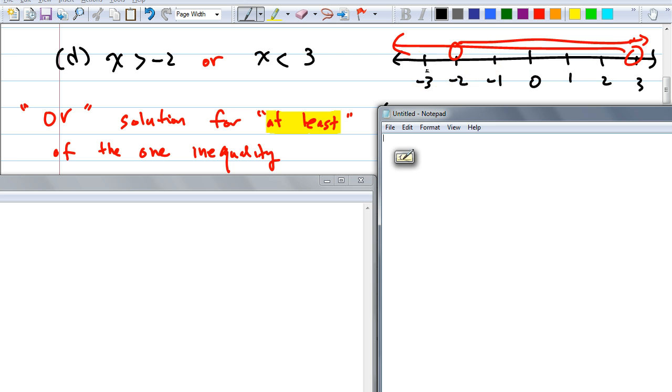What about -3? Is -3 a solution for at least one of these inequalities? Yes, it is. What is this a solution of?